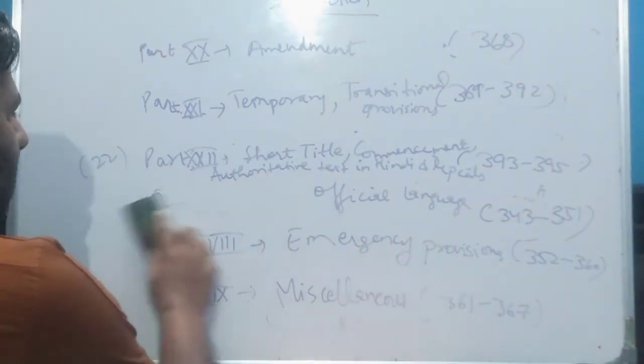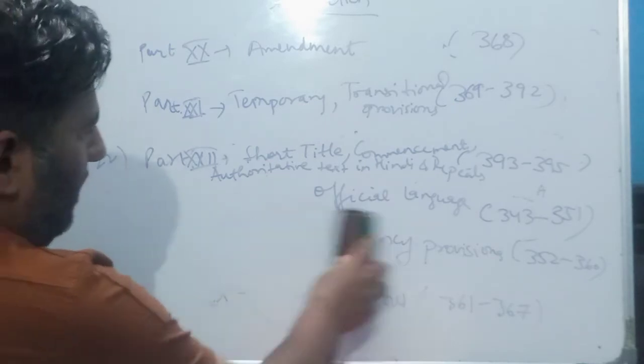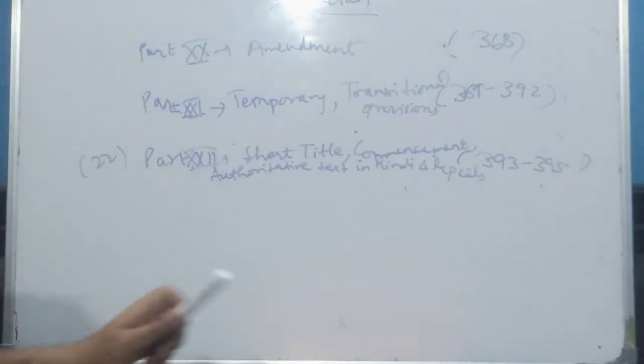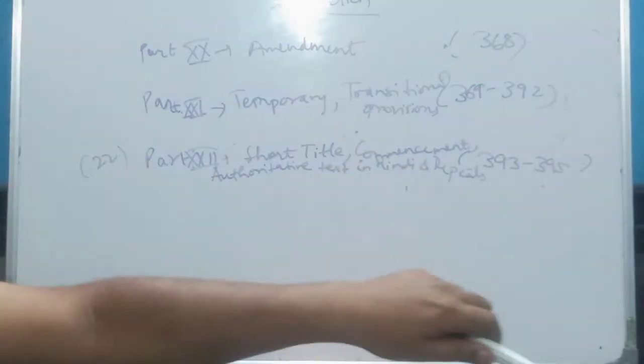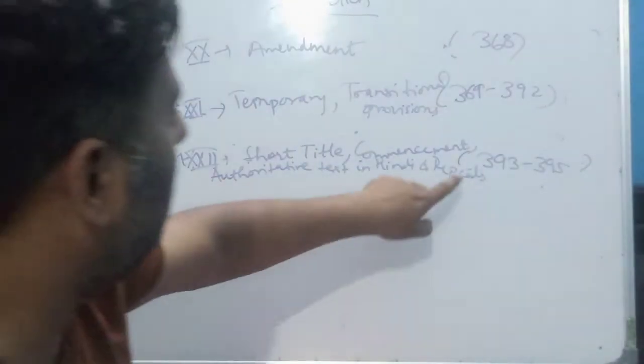So these are the 22 parts which are very important. You should remember these parts. So basically these are the various parts.